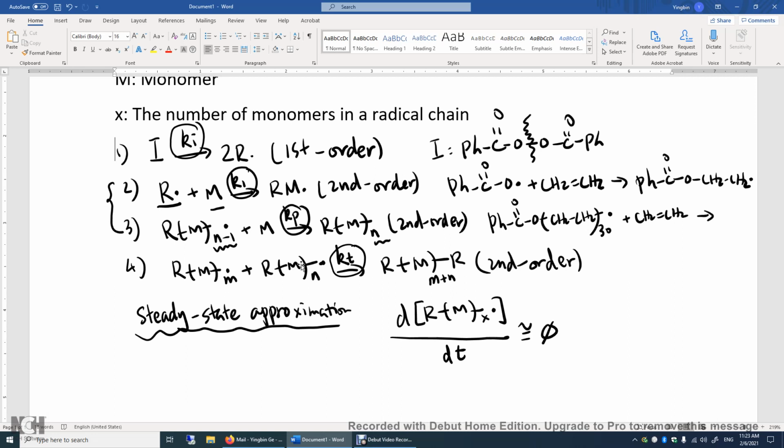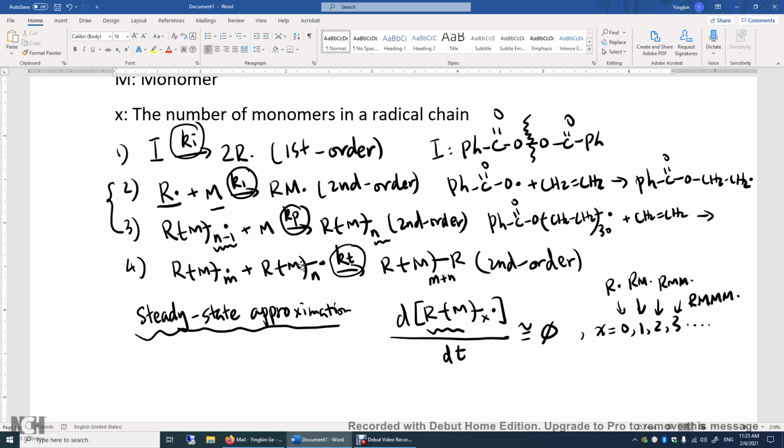All right, and this x can be 0, 1, 2, 3, etc. When x is 0, the radical is just R naught. When x is 1, you have Rm naught. When x is 2, it's Rmm naught. When x is 3, you have Rmm naught. So you have different challenges. Now we're going to look at this steady state approximation.